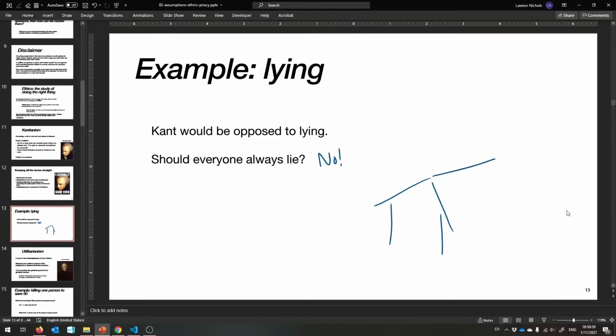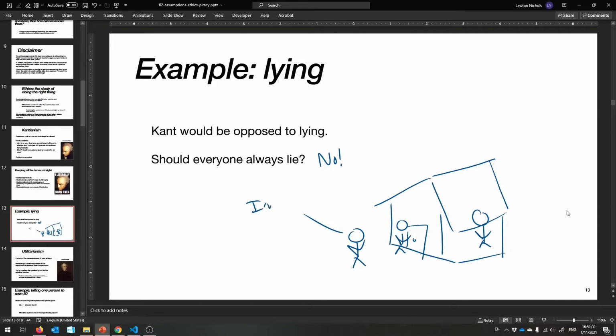Here I am in my house. I'm going to draw a house. And I don't know, here's the front door, and here is some kind of murderer come into my house, and here I am in my room or something, and so the murderer knocks on the door and says to my mom or somebody that I'm here to kill Lawton.